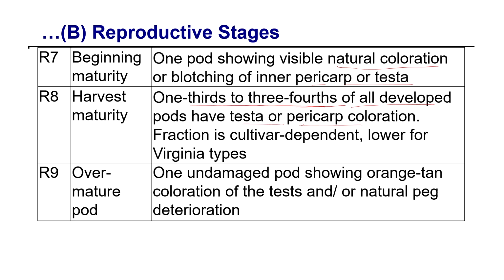This testa is pericarp, outer layer. Coloration fraction is cultivar dependent and lower for Virginia types. The last stage is R9, which is the over mature pod stage: one undamaged pod showing orange tan coloration of the testa and/or natural peg deterioration. So this is how we can divide the different growth stages of the groundnut crop.